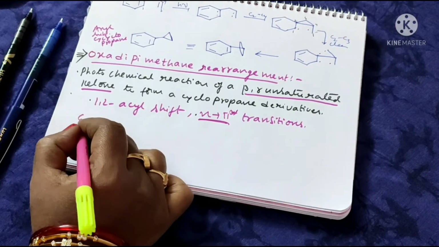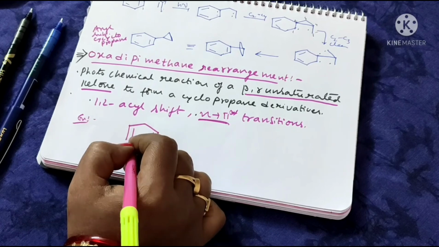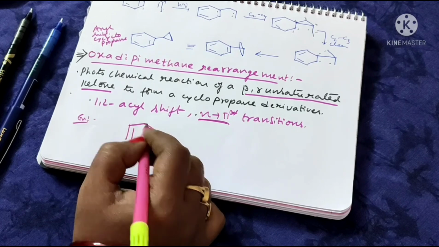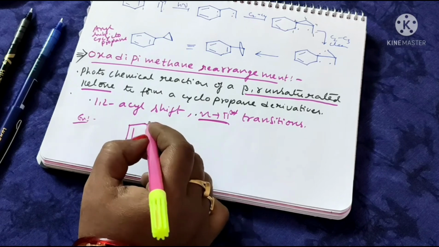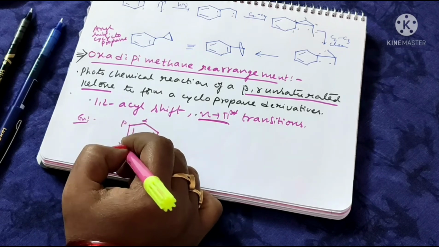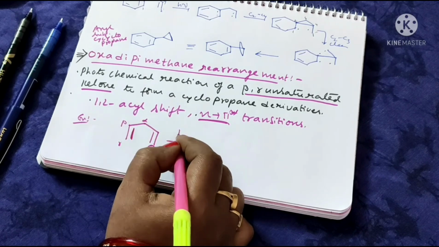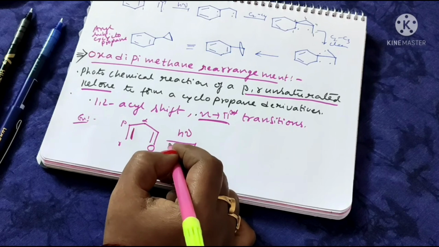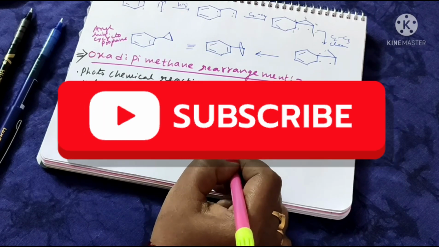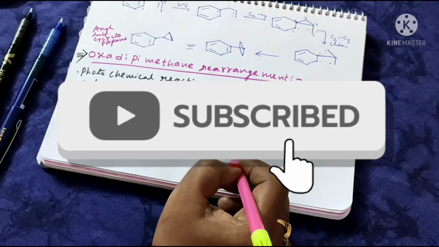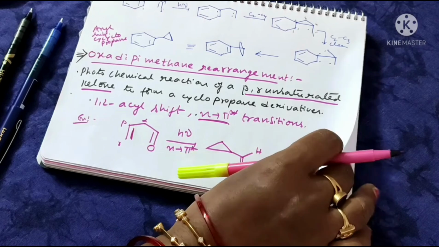That means two pi bonds are separated by an sp3 carbon again, but it contains an oxygen. So here this is alpha, beta, gamma, a beta-gamma unsaturated ketone, right? When light is absorbed by the compound and an n to pi star transition takes place, then substituted cyclopropane derivatives are formed in this way.